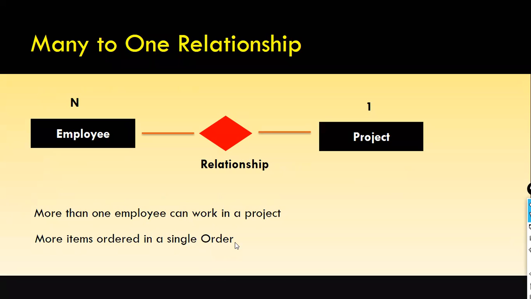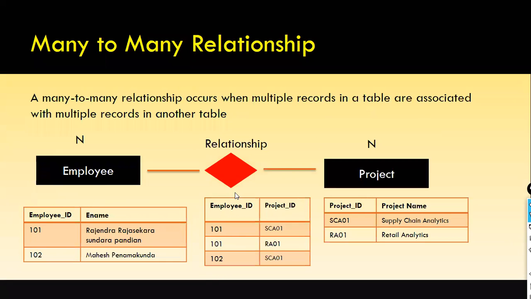Now the next one is many-to-many. This is the one thing you need to understand thoroughly. Almost all the interviews my students attended, they ask this question. As part of data model, what is many-to-many relationship? It occurs when multiple records in a table are associated with multiple records in other table. What do you mean by that?